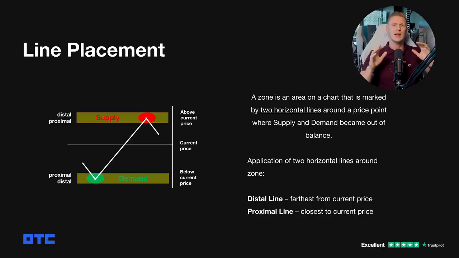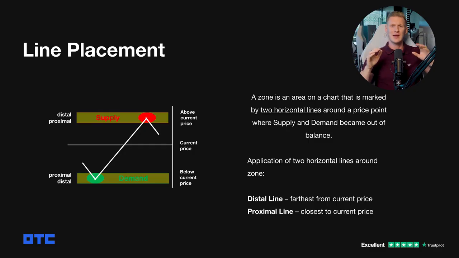Now that you have learned how to properly identify supply and demand zones, your next step is to accurately mark them on your charts. To do this effectively, it's important to understand exactly where and how to place the lines that define these zones. Let's walk through the process of marking the so-called proximal and distal lines to ensure you're setting your charts up correctly.